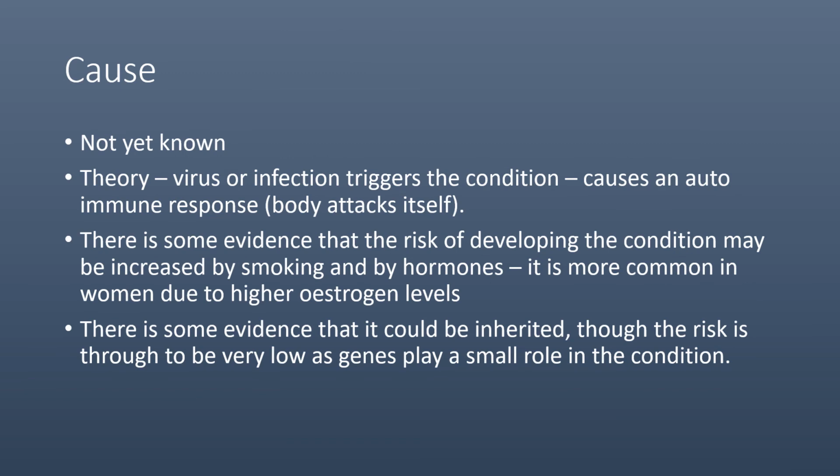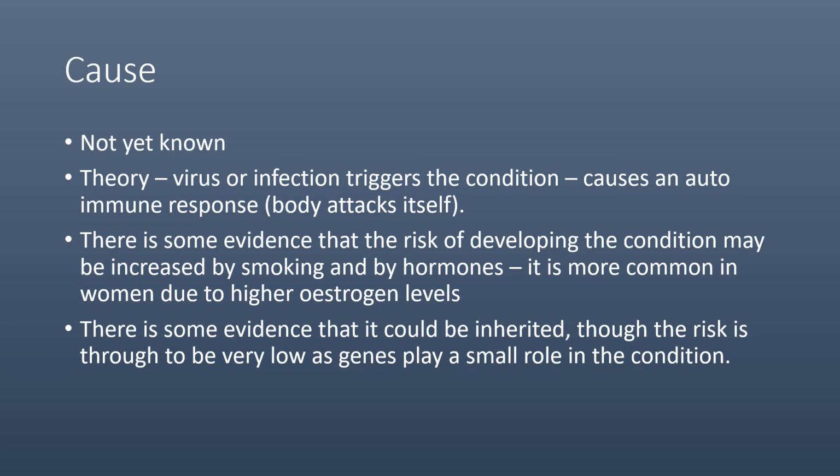So what is the cause? Well, it's not actually yet known. There are some theories on why people have rheumatoid arthritis. It could be from a virus or an infection which actually triggers the condition, and it causes an autoimmune response, which is when the body actually starts to attack itself. It's a bit like when someone needs an organ transplant and the organ is put into their body, the body will automatically attempt to attack it because it's a foreign item inside their body.